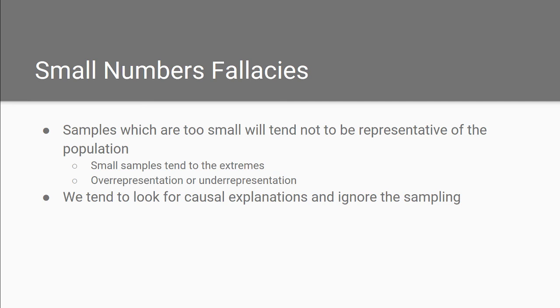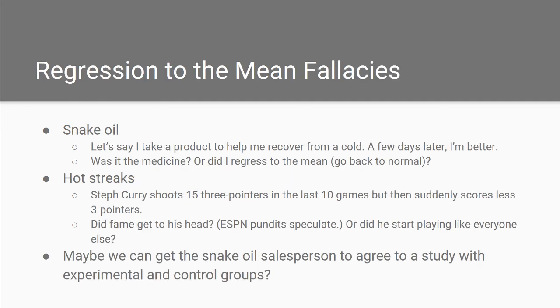Small numbers fallacies. Samples which are too small will tend not to be representative of the population. Small samples tend to the extremes, and those can either be overrepresented or underrepresented. And when we commit this fallacy, we tend to look for causal explanations and we ignore the sampling. Regression to the mean fallacies.